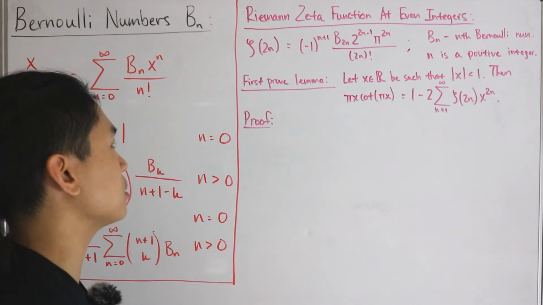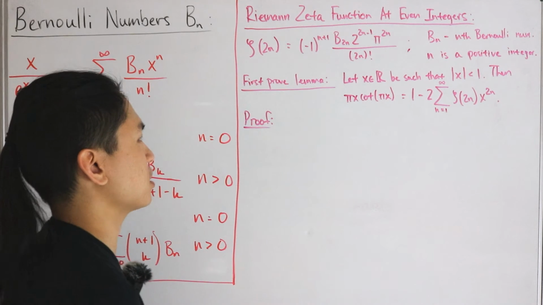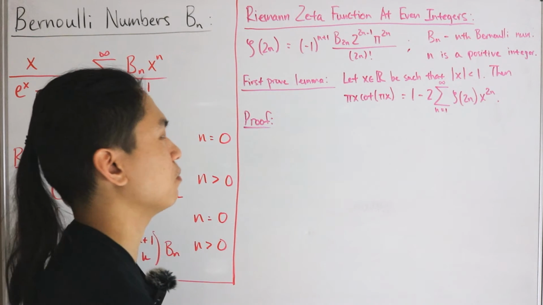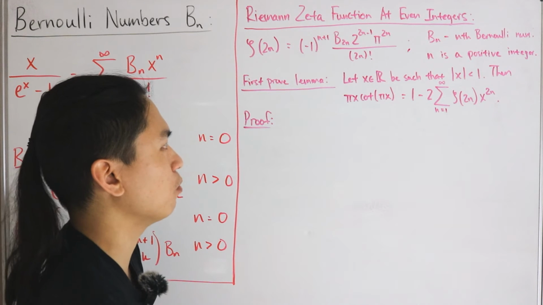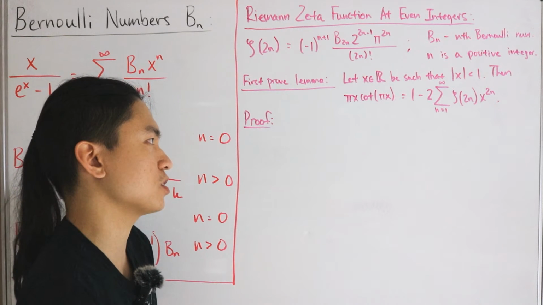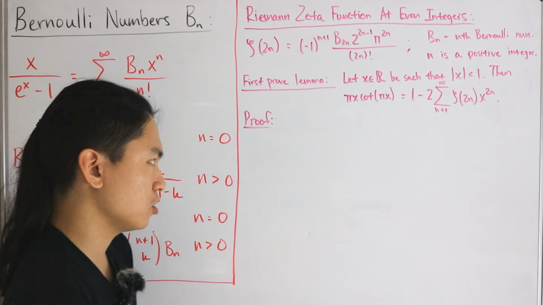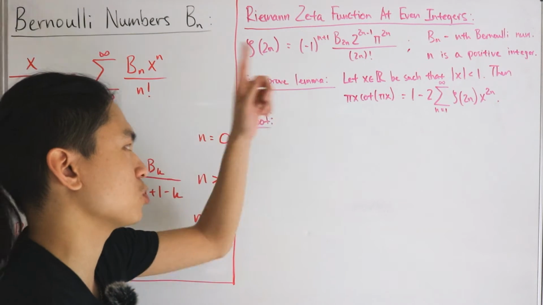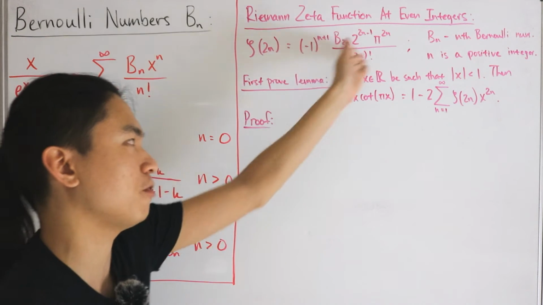But to actually start off this proof, we actually want to prove the lemma to help support this proof. So the lemma says that if we let x be a real number such that the absolute value of x is less than 1, then we have that pi times x times cotangent of pi x is equal to 1 minus 2 times the infinite sum of the Riemann zeta 2n then times x to the power 2n. So we have 3 proofs as I mentioned, so we'll actually go to the lemma first. Once proved that, then we can actually show for the Riemann zeta function the even integers is the following explicit formula.